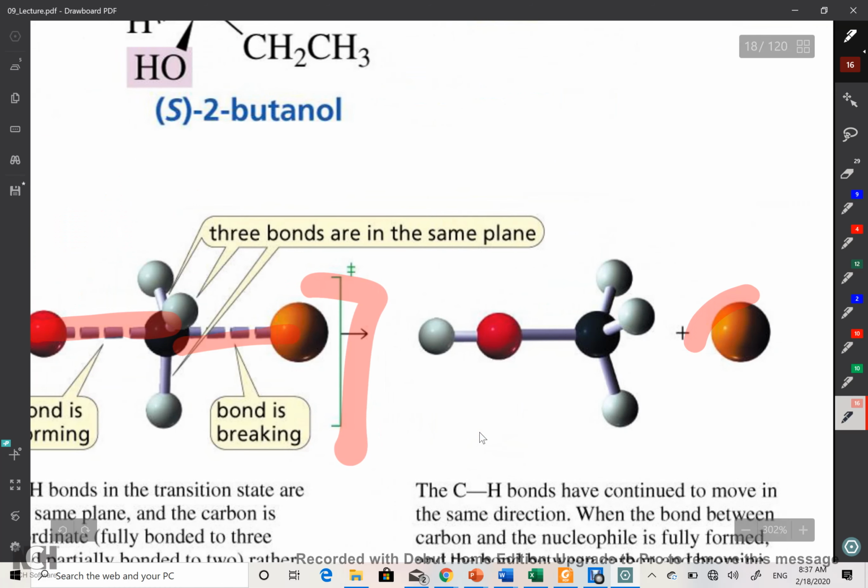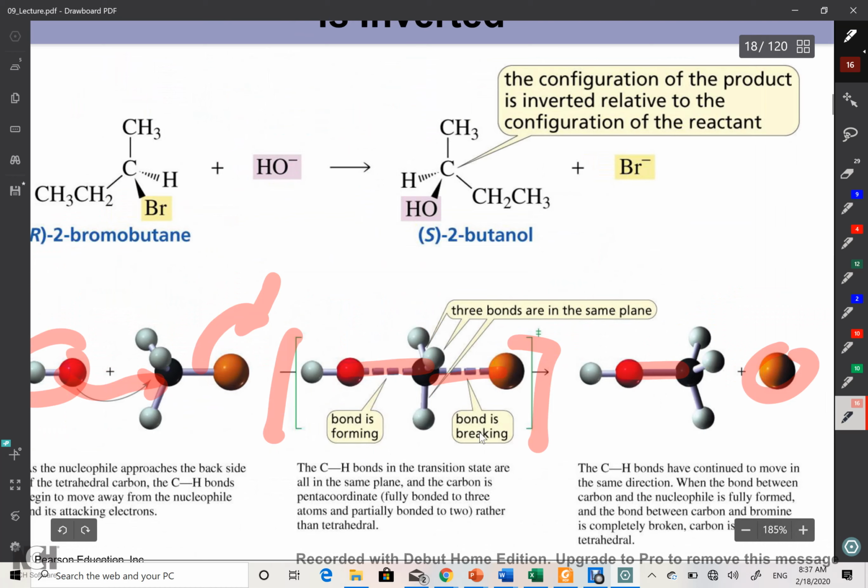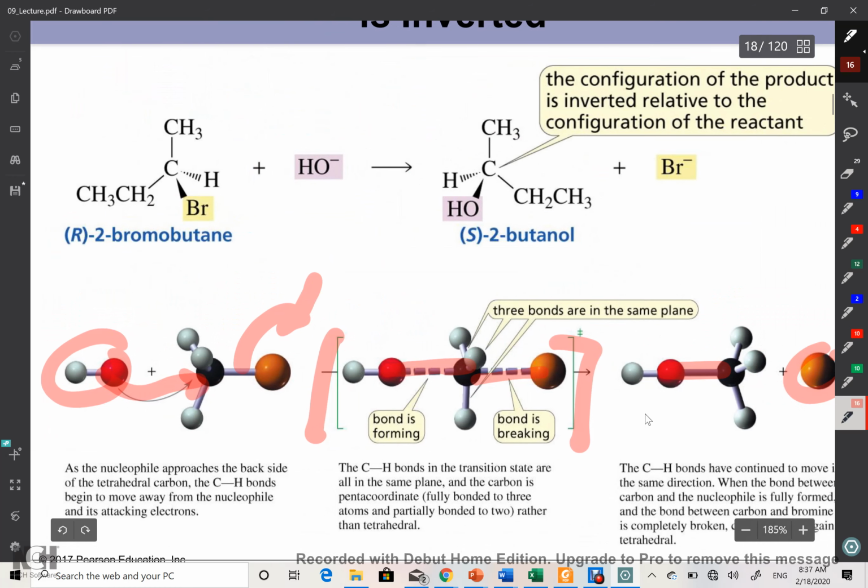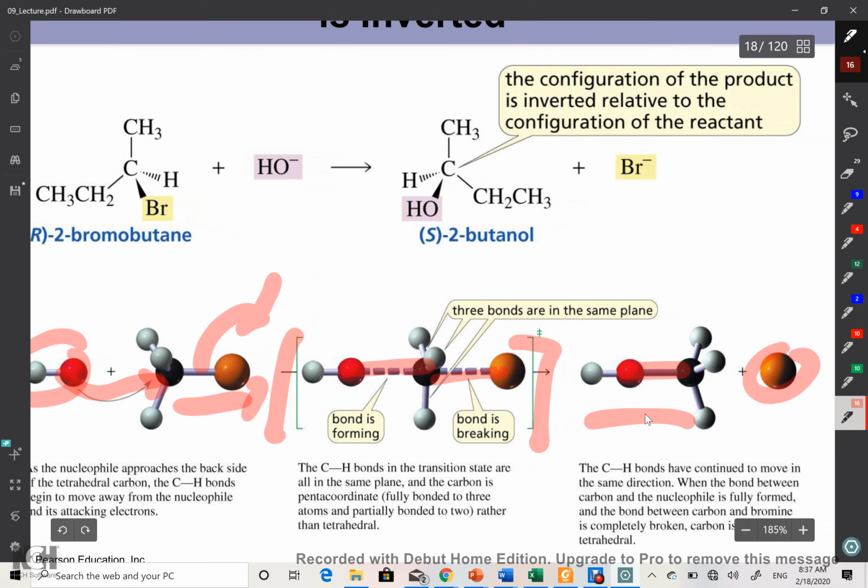And so when the leaving group goes away, you now create a solid bond between the carbon and the oxygen over there. And so you see that the oxygen is pointing in a direction opposite to where the bromine was. Does that make sense? Initially the bromine was pointing towards the right, and then when you finish your reaction, the oxygen is now pointing towards the left. So that's why we refer to that as inversion of configuration. Is that okay? That's the stereochemistry of an SN2 reaction.